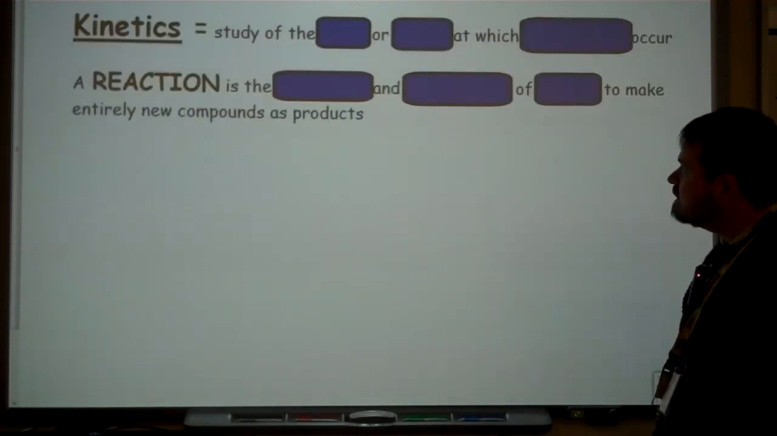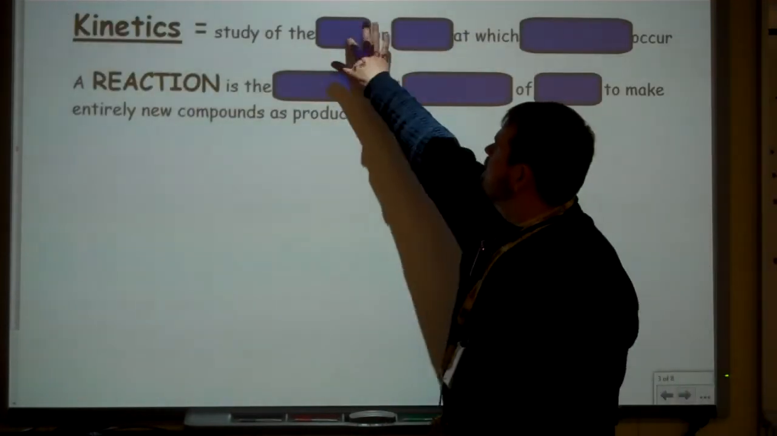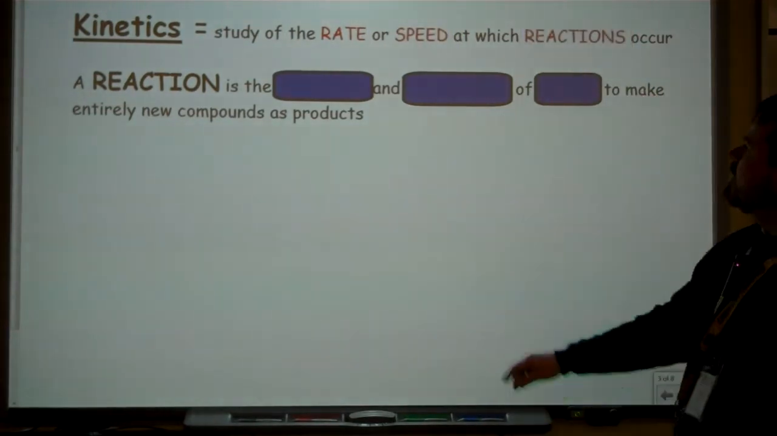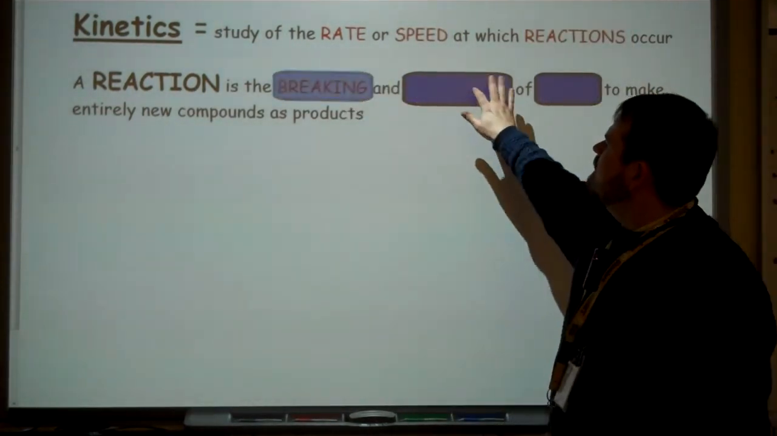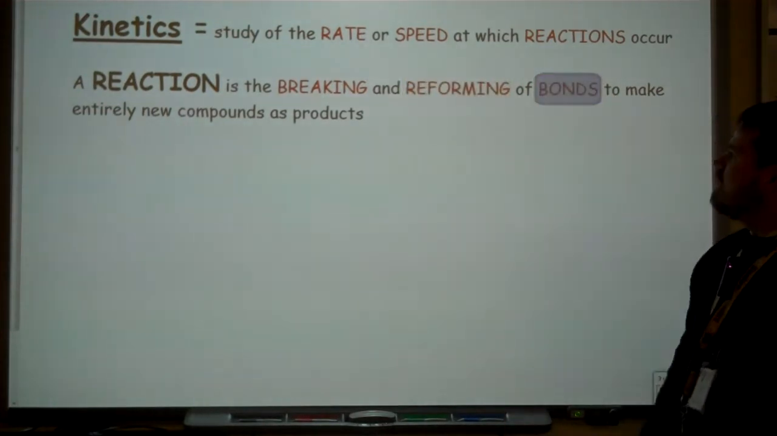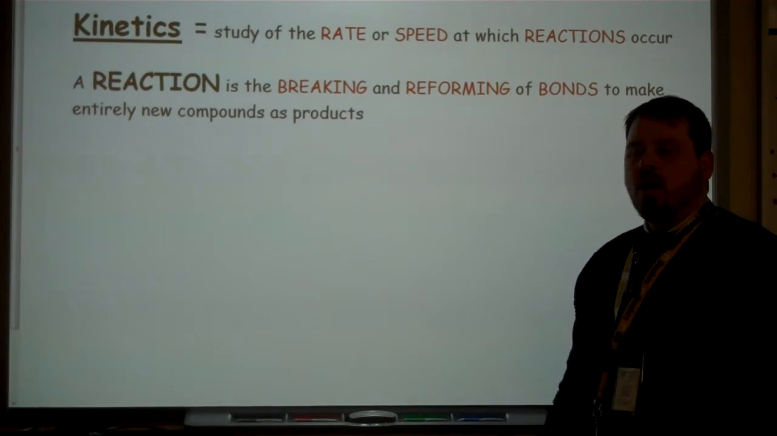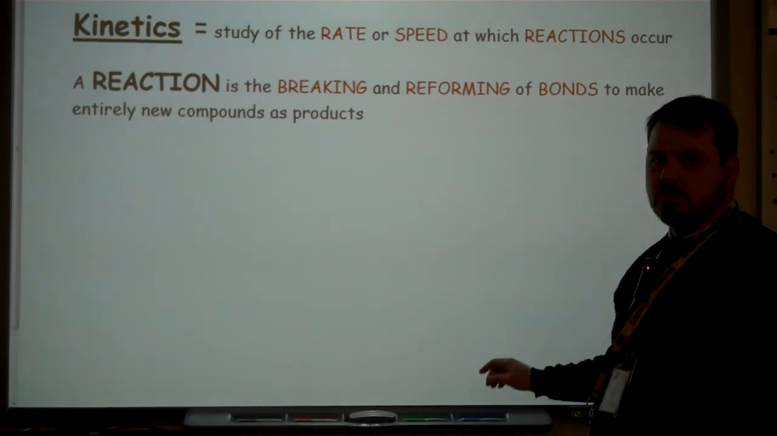Quick reminder. And now with the notes, kinetics is the study of the rate or speed at which the reaction occurs. The reaction is the breaking and reforming of bonds to make an entirely new compound. Okay, write that all down. Press pause. All right, go.